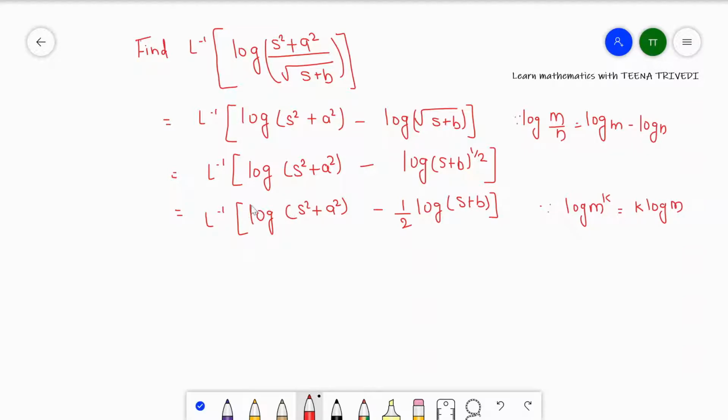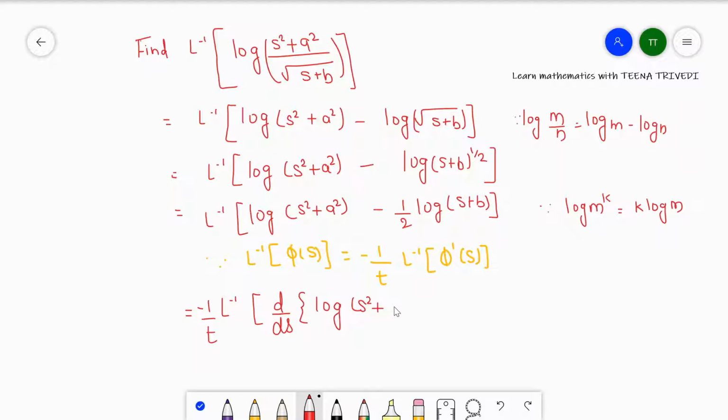Okay, so now this is not a standard formula in inverse Laplace transformation, so we will use the formula of differentiation inside inverse Laplace transformation, that is Laplace inverse of phi of s is equal to minus 1 by t Laplace inverse of phi dash of s, that is, the differentiation of this part, and we have to multiply by minus 1 by t and take d by ds of phi of s, meaning log (s square plus a square), this is my phi of s, minus half log (s plus b).